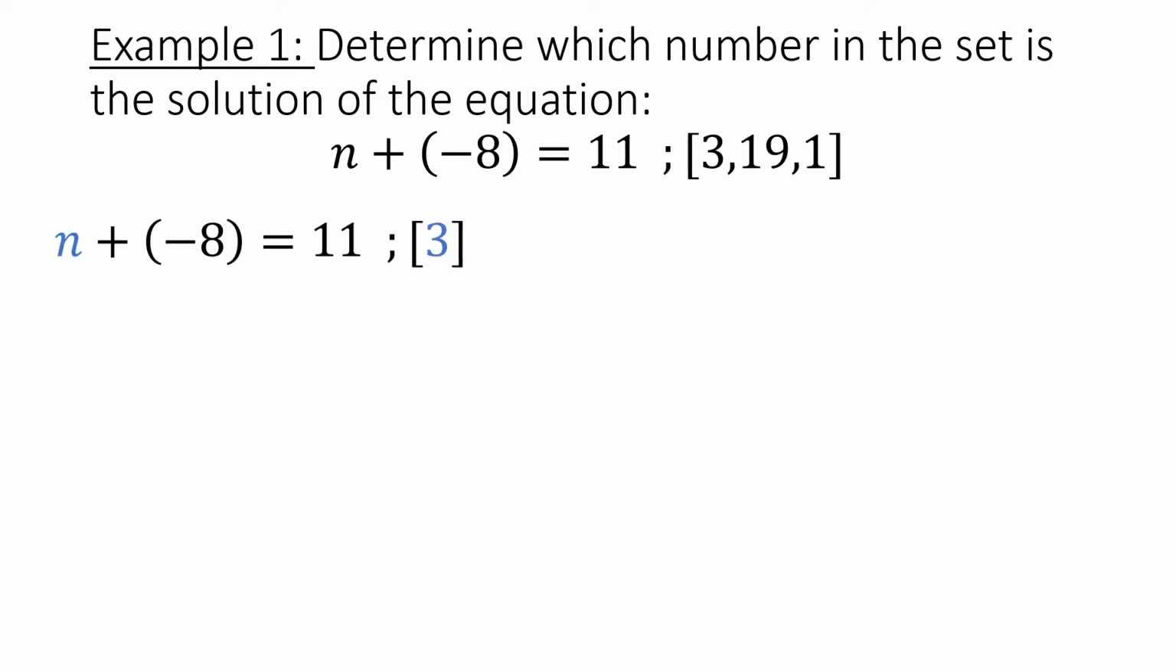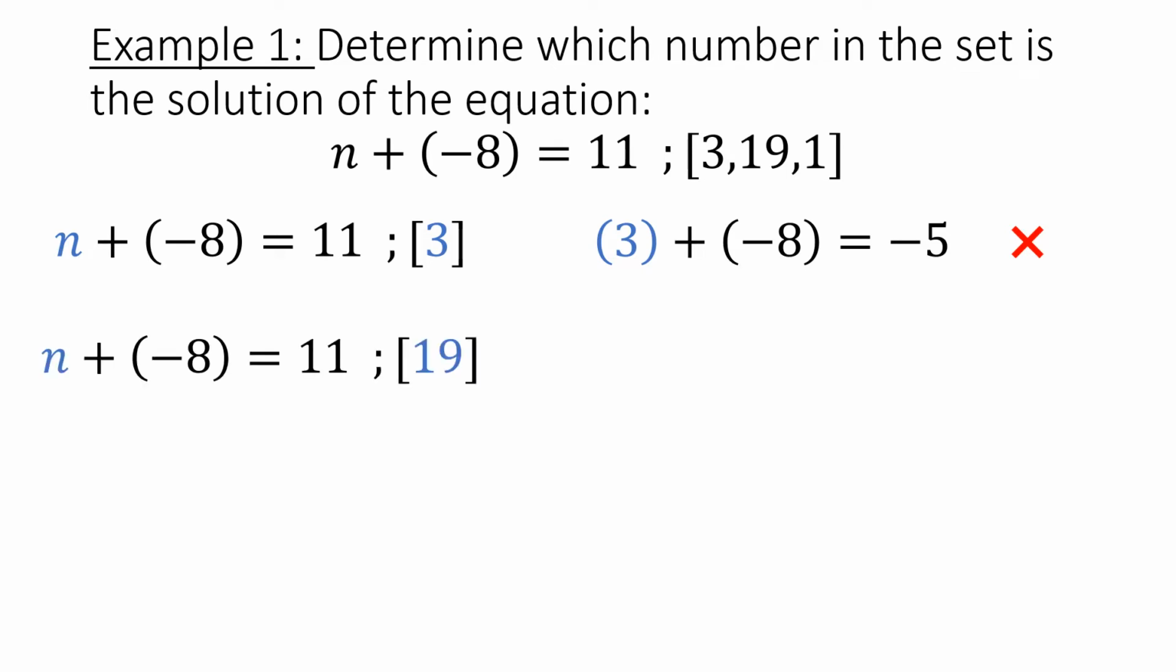So looking at our first one, 3, I'm going to substitute in 3 for my n, and I'm going to do that by putting parentheses around 3 in place of n, and then I'm just going to simplify that equation. 3 plus -8 gives me a -5. Well, that's not 11, so that's not going to work.